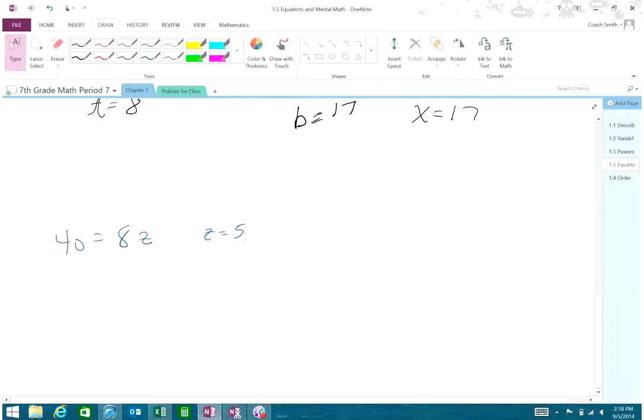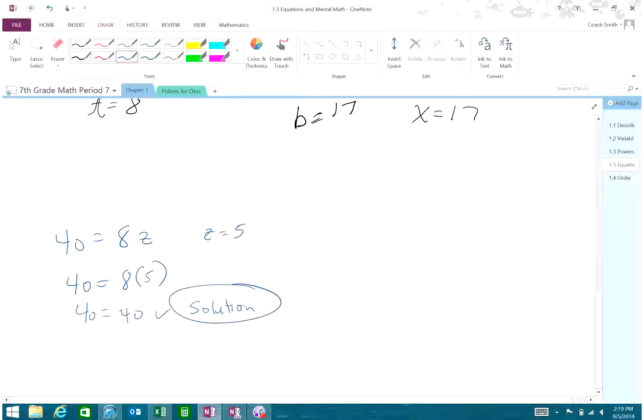Okay, so then what I want to know is if I plug in this, like that, is it going to equal the same number? Well, what is 8 times 5? 40. So that's equal to 40. So it checks. So that is a solution to the problem. If it would have come out to be 38, then it wouldn't be a solution to the problem. So therefore, it would be not a solution.